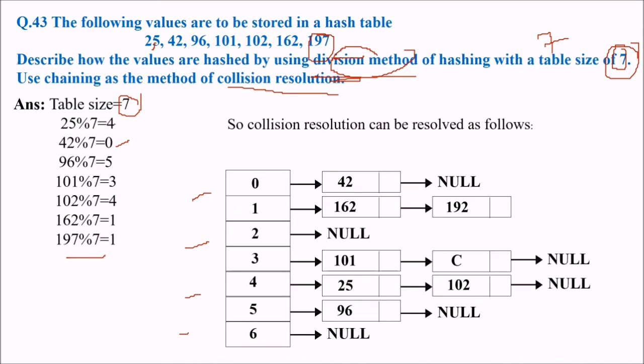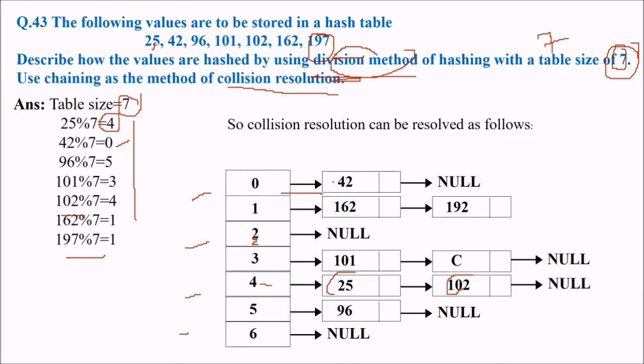25 has a hash key generation of the value 4. So this bucket will contain 25. Also we have 102, so it will be 102 and then null. How are we going to place, say, in bucket 2? Is there any value with 2? No, so we'll place null. So we'll make a link.